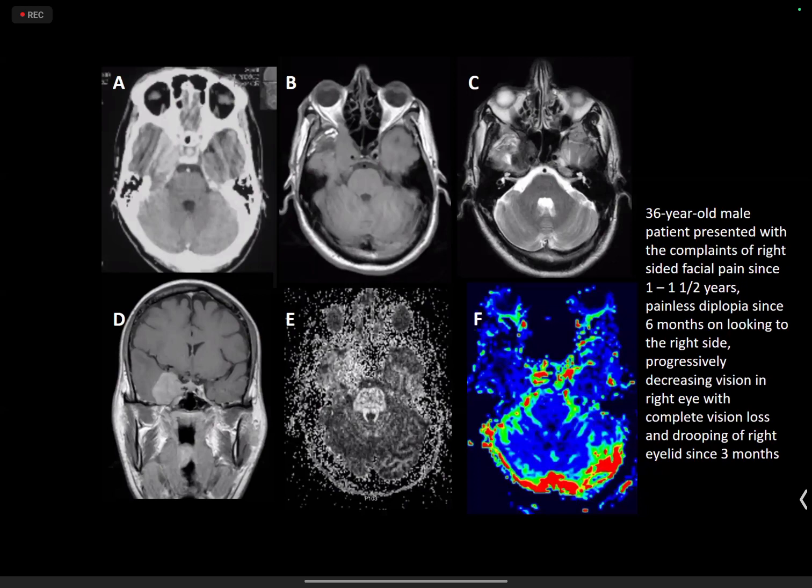Not sure about the diagnosis, ma'am. Okay, just give the differential. You can get the diagnosis only on histopathology.